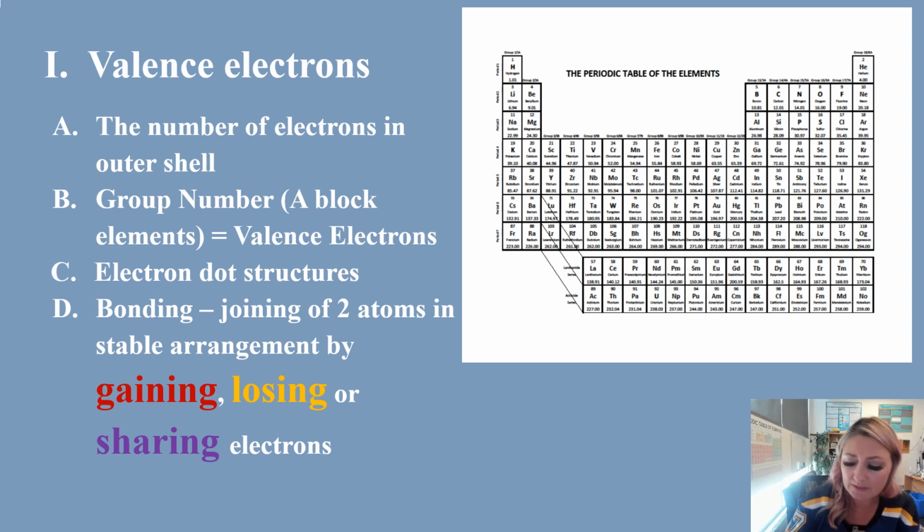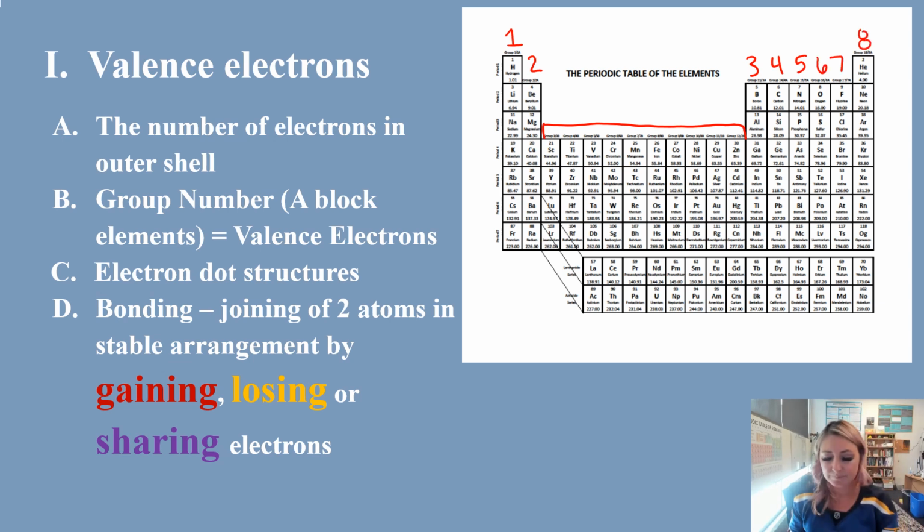So A block is working itself across, excluding the B block, which is your transition metals. So we have 1, 2, skip a few, 3, 4, 5, 6, 7, and 8. So 8 valence electrons is your maximum number of electrons. If you think about the S block, groups 1 and 2, and the P block, 3 through 8, that's 6 electrons and that's 2 electrons. The maximum you can get is 8.